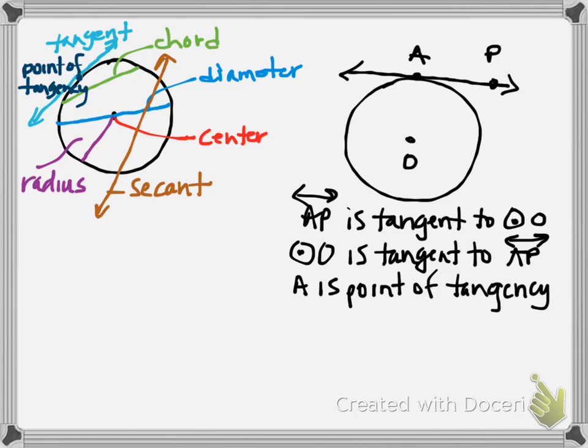Now here's something that I didn't put in, and maybe we need to add that in as another vocab word. Segment AP is called a tangent segment. So the tangent segment deals with the point of tangency to some other point on the tangent. That portion is just called a tangent segment. So let's see, do we want to do a vocab word on that one? Yeah, sure, why not?